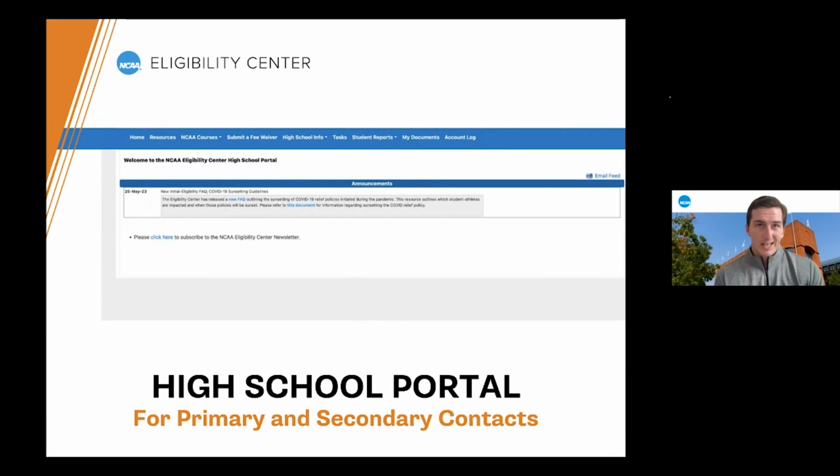This is a picture of the high school portal, and we're going to talk about what you can do in there and how to update different things. This picture here is a view of the high school portal once you are logged in. You'll see different tabs. There's a core course tab, a fee waiver tab, a school information tab, a task tab, etc. We're going to go over each one of these tabs and what you can do in each one.